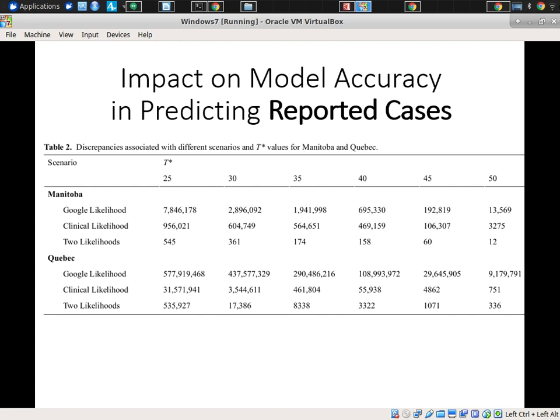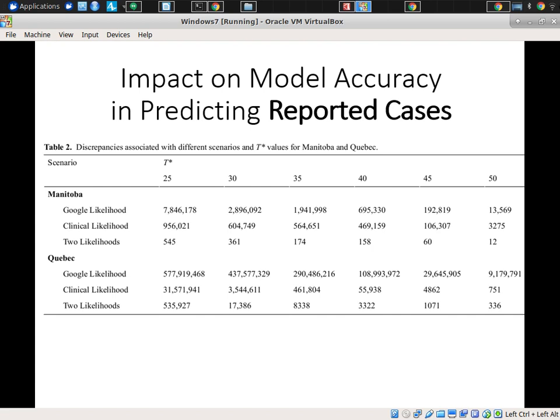You can see the same thing holds dramatically for different periods of time. So T star is the time at which we stop considering data and start just projecting forward. Time 25, time 30, time 35, time 40, time 50. And here's Manitoba versus Quebec in the bottom.